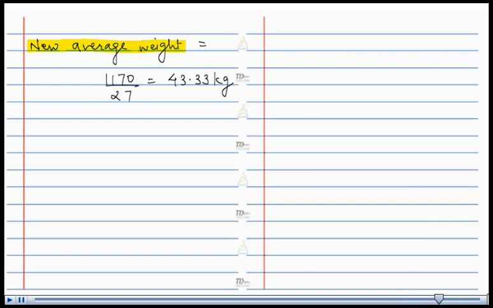Therefore, the new average weight of 27 students is equal to 1170 upon 27, which is equal to 43.33 kgs. So, we have the new average weight as equal to 43.33 kg. So, the answer is 43.33 kgs.